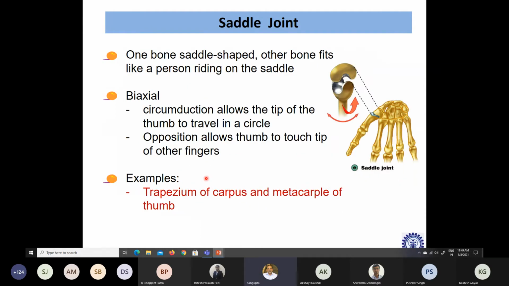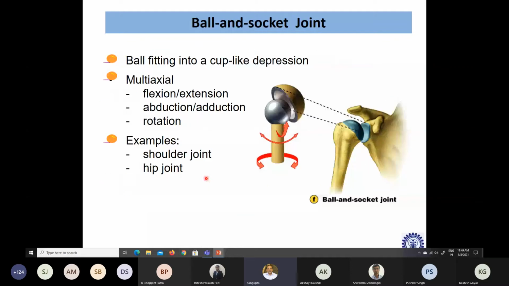Saddle joint doesn't need too much explanation because the picture is very clear. It is the shape of a saddle on a horse, and the example is typically the metacarpal of the thumb. Ball and socket, everybody can feel. Examples are shoulder joint and hip joint.